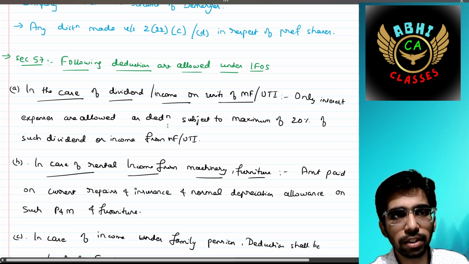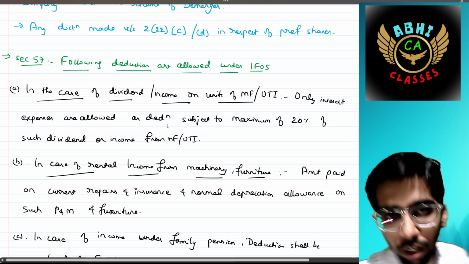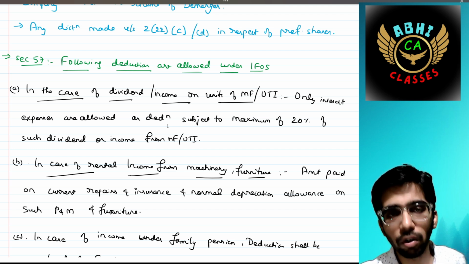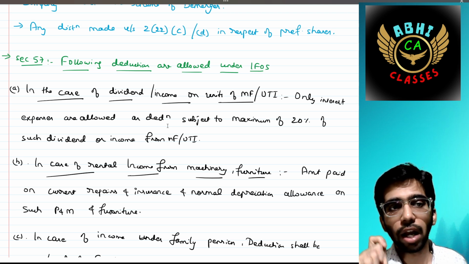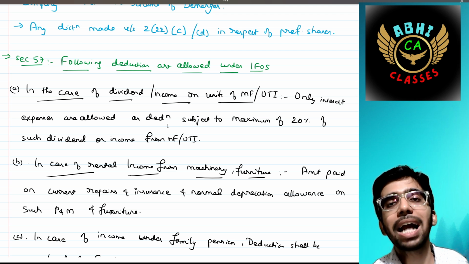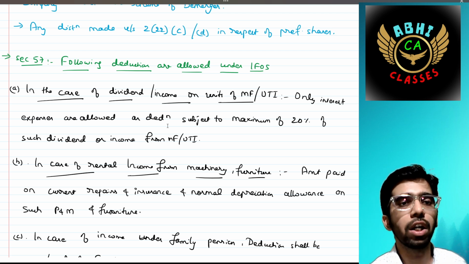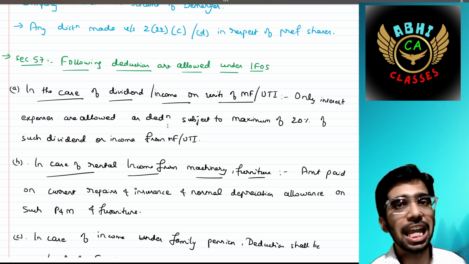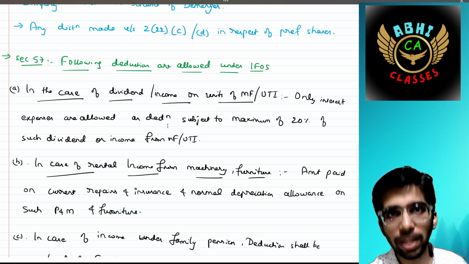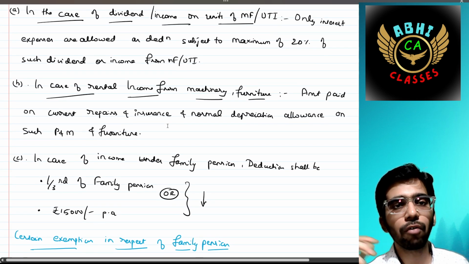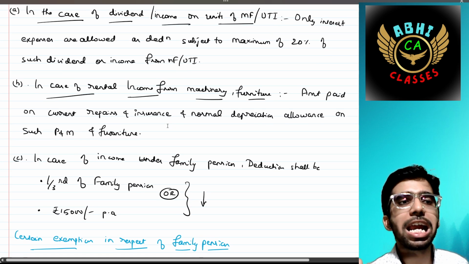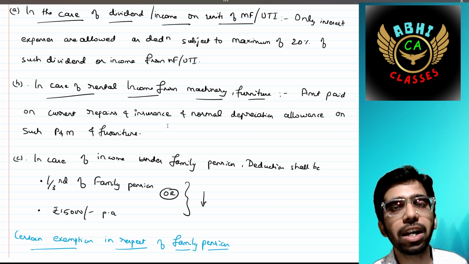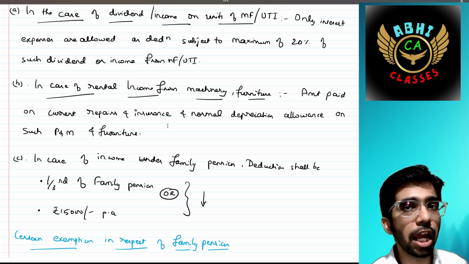Then section 57, we'll see the following deductions allowed under income from other sources. In the case of dividend or income on units of mutual fund or UTI, only interest expenses are allowed as a deduction, subject to a maximum of 20% of such dividend or income. For example, if your dividend income is 1 lakh, up to 20,000 you can claim a deduction with respect to your interest expenses. Next, in case of rental income from machinery or furniture, amounts paid on current repairs and insurance, normal depreciation allowances on such plant and machinery and furniture can be claimed as deductions.